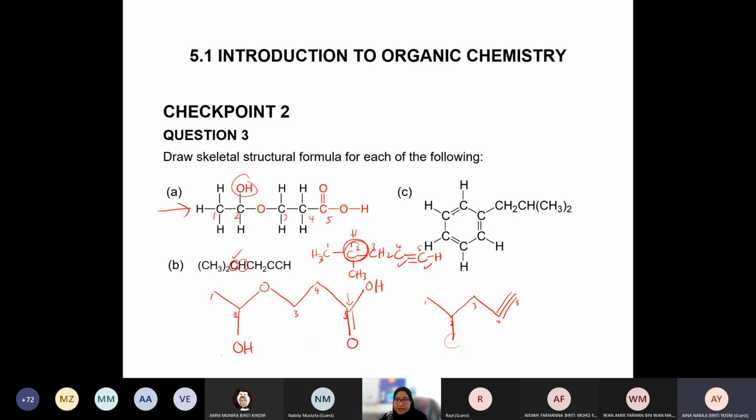How about C? This is again cyclic. So we have 1, 2, 3, 4, 5, 6, one hexagonal.